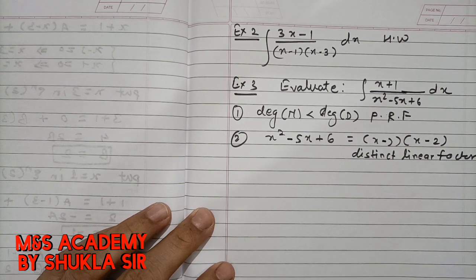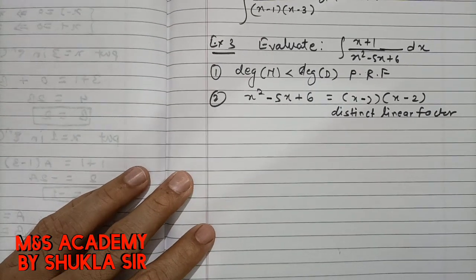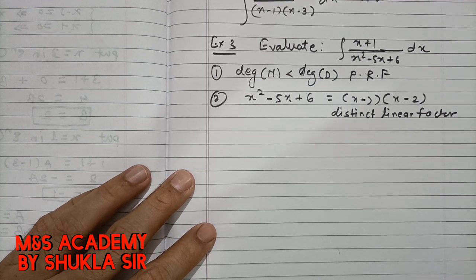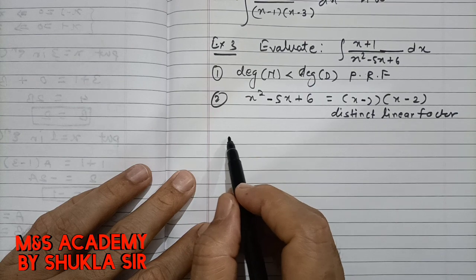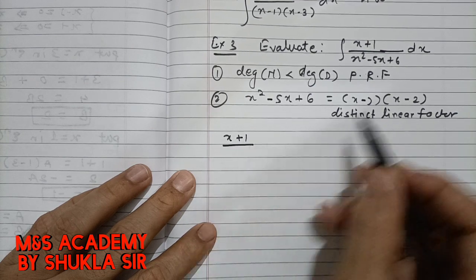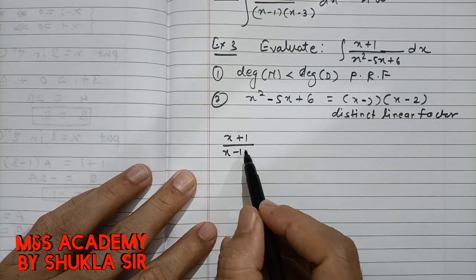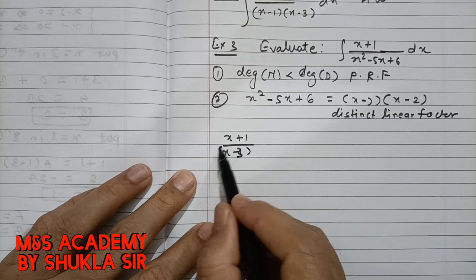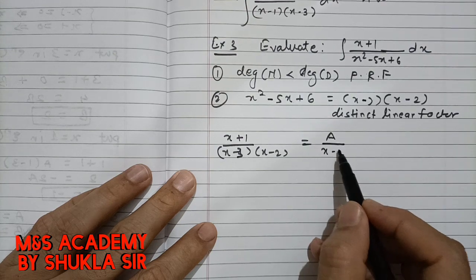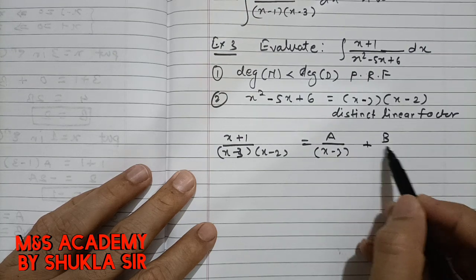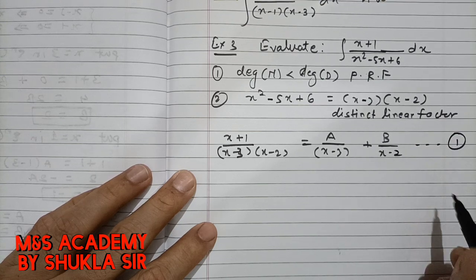So if it is a distinct linear factor, we can apply the partial fraction, integration of partial fraction type 1. So here we will write this (x + 1) divided by, instead of this x² - 5x + 6, we will write (x - 3)(x - 2), which is equal to A by first factor plus B by second factor. This is obviously my equation number 1.